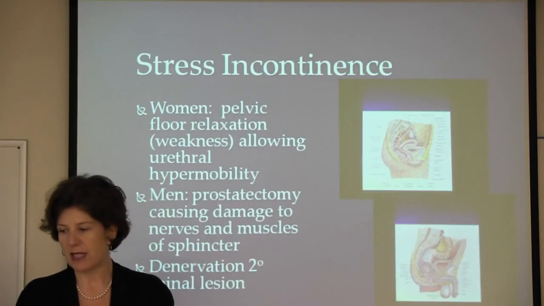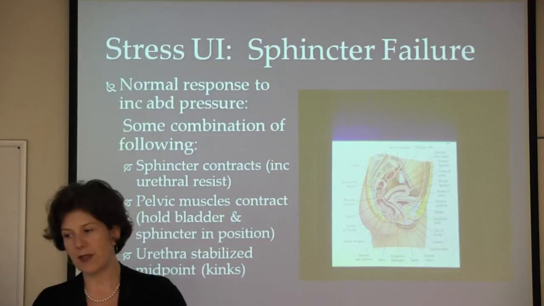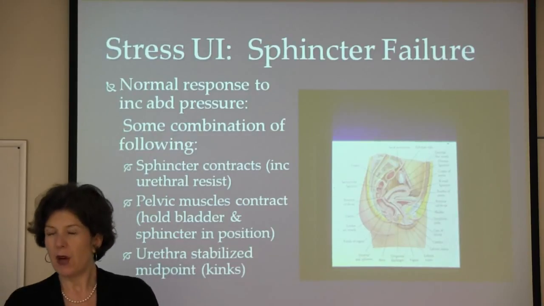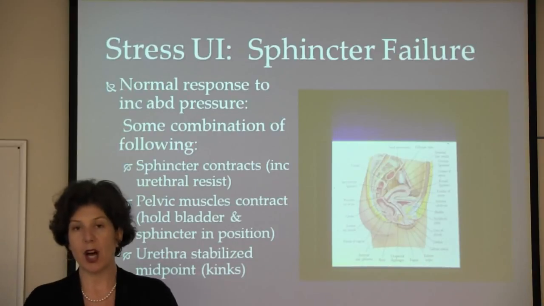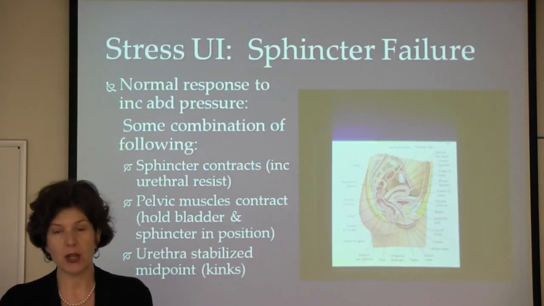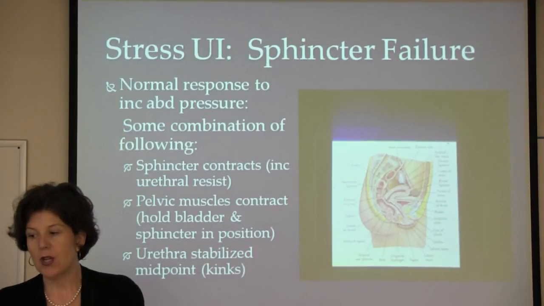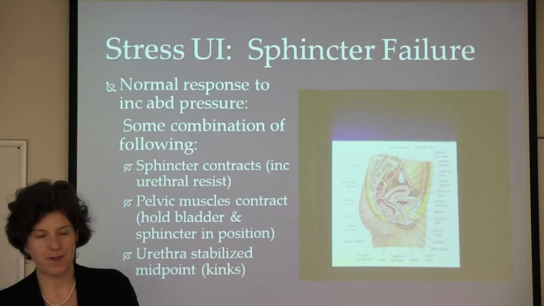So let's look at the different types of incontinence with stress urinary incontinence. First of all, sphincter damage. When we have a normal abdominal response, we should be able to cough and sneeze and have an infinite amount of abdominal pressure and our sphincter stays closed. So what happens when this fails?